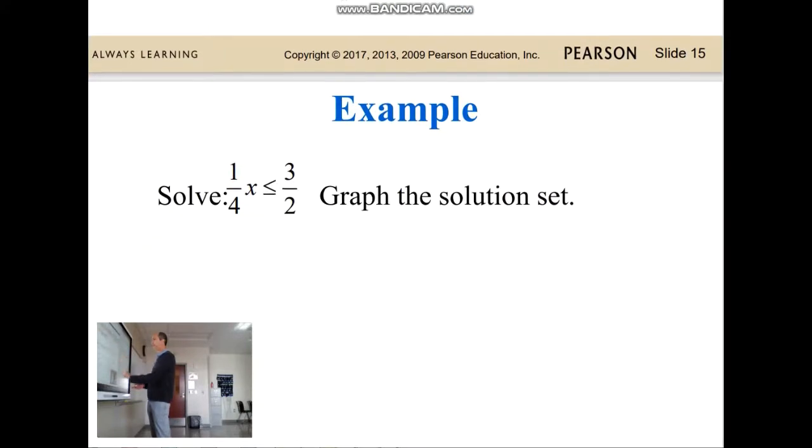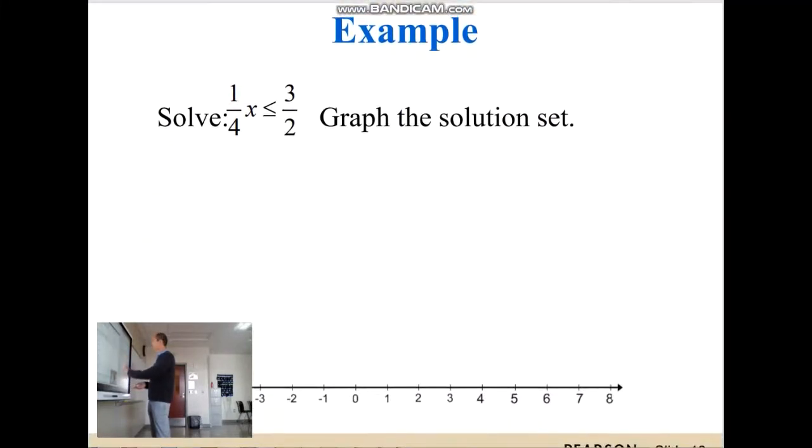And example, let's work on this example here. 1 over 4x is less than or equal to 3 over 2. Well, first we can apply the multiplication property of equality to get rid of the fractions. Let's repeat: 1 over 4x less than or equal to 3 over 2.